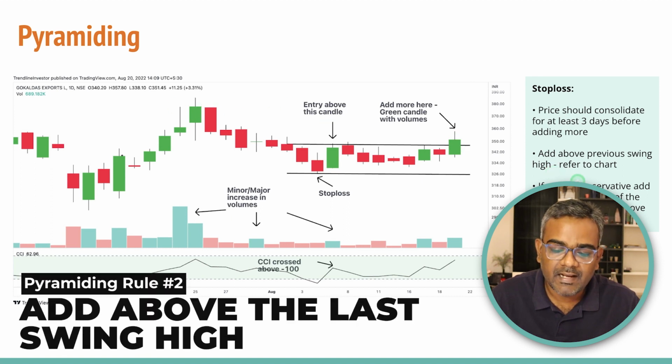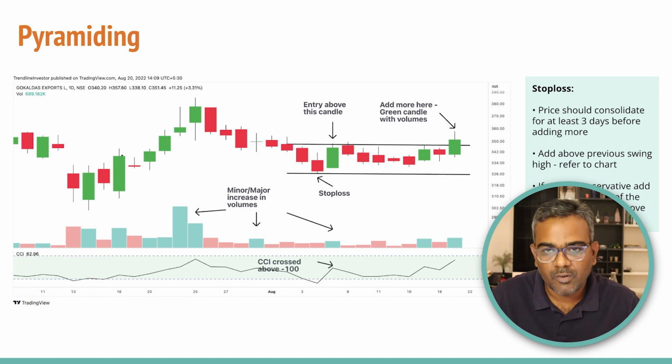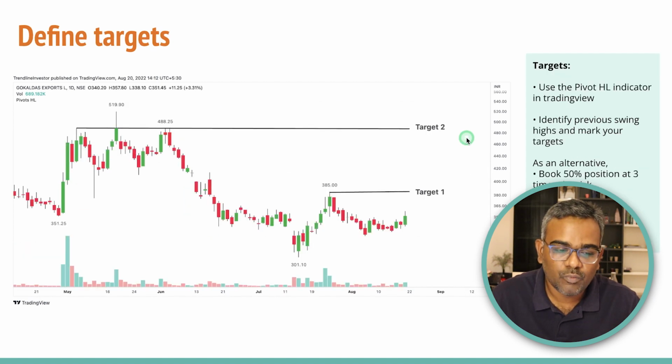And if you're conservative, add in the last 30 minutes of the day or on the next day as well. So I usually take the entry above that point over there, because the 3 days of consolidation are already over, but sometimes people might want to wait and see if the candle is really closing well and if the volumes are there. So you can also enter in the last 15 minutes or the last 30 minutes of the day, or enter the next day, however you want to do it. Right? Now that's how you add more to the stock.